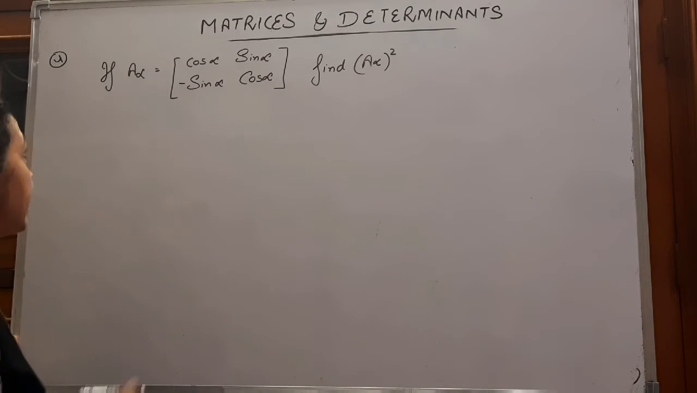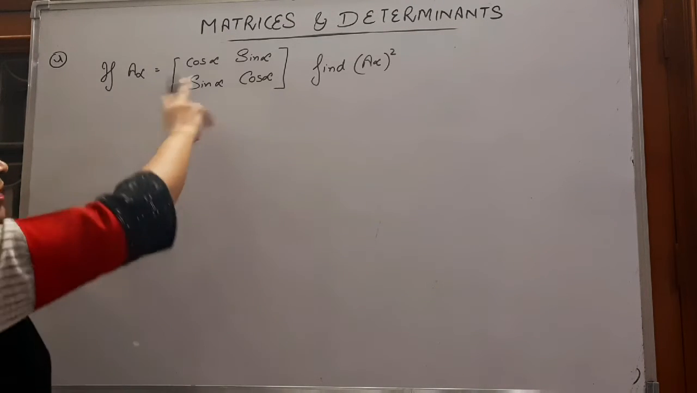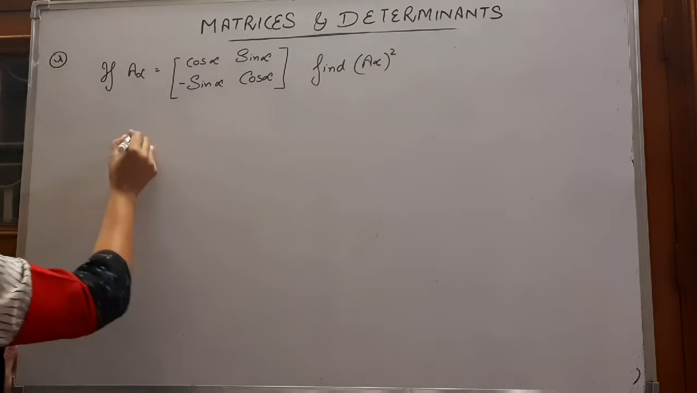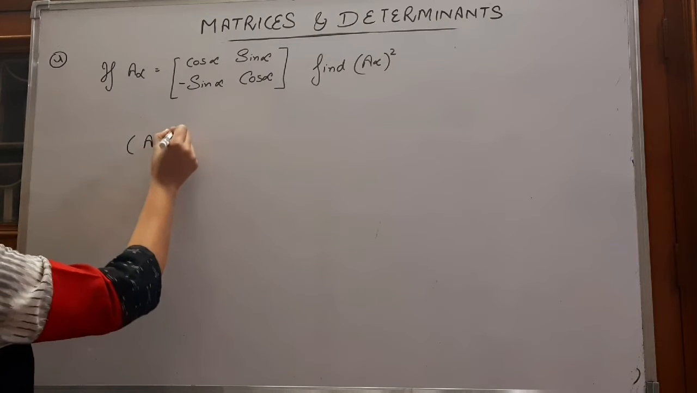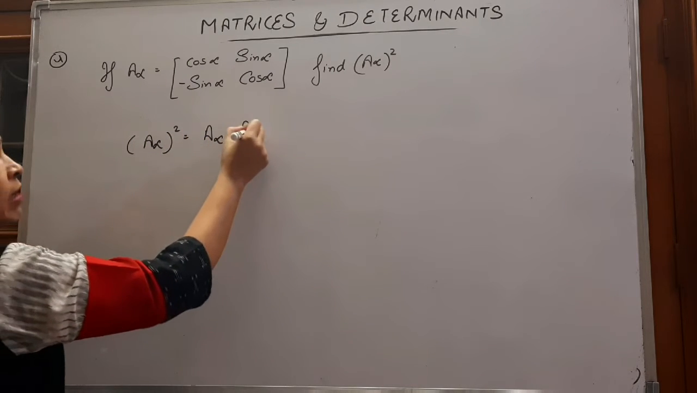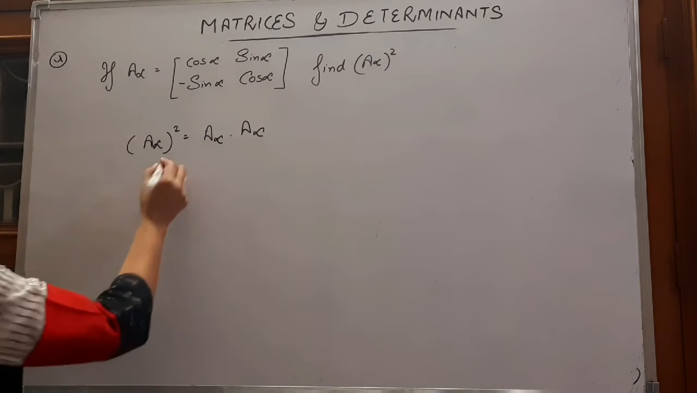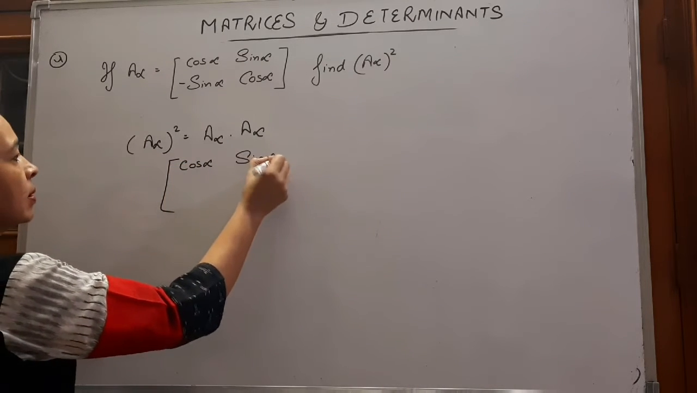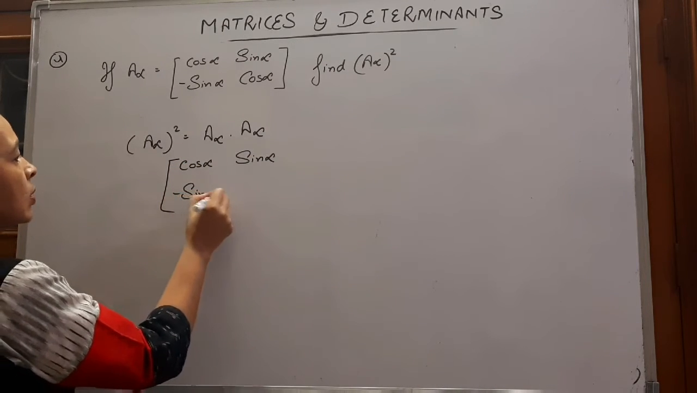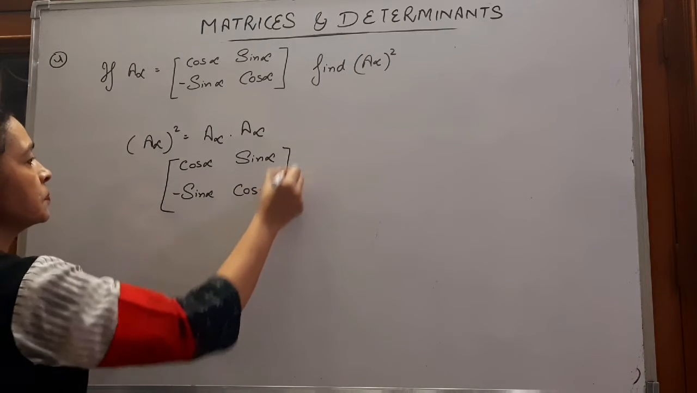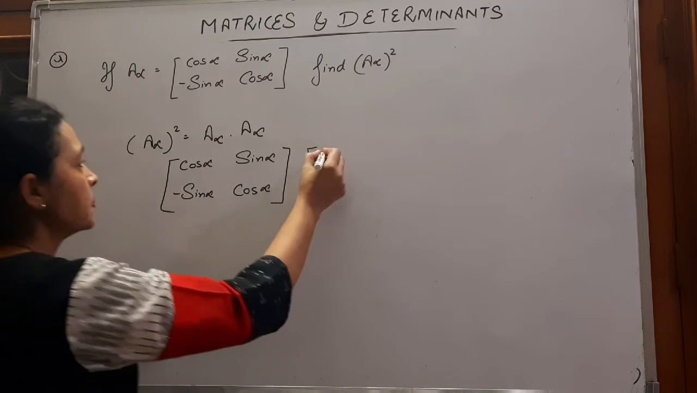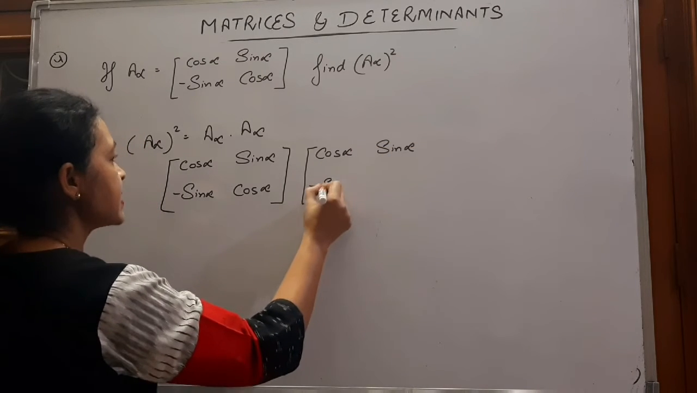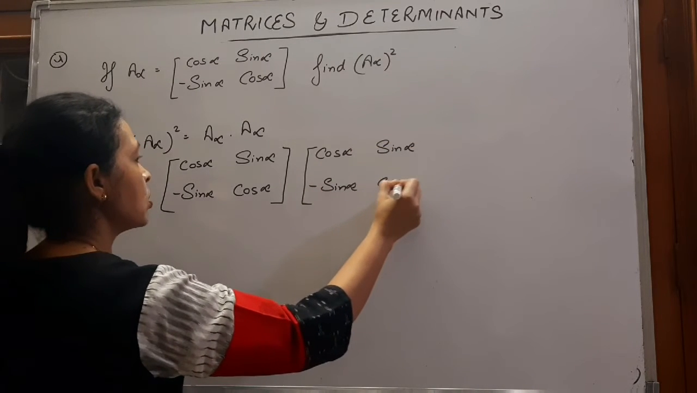Next one: A alpha is a given matrix of order 2 by 2. We have to find A alpha whole square. A alpha whole square equals A alpha into A alpha. Multiply the two matrices. We have cos alpha, sin alpha, minus sin alpha, cos alpha into again cos alpha, sin alpha, minus sin alpha and cos alpha.